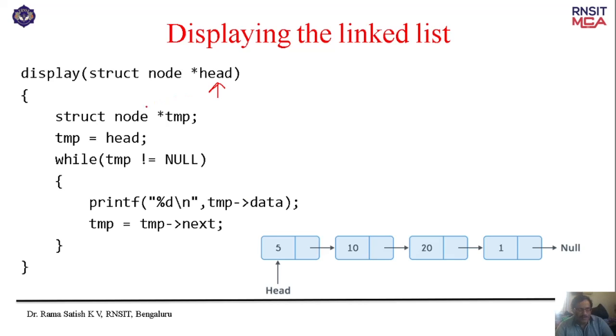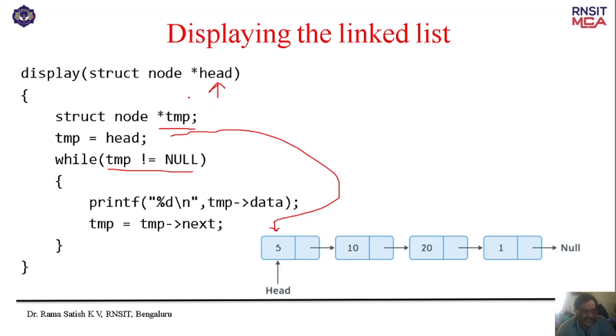So what happens? You create another pointer called temp. Temp always starts from the head node. So while temp is not null, that is, unless temp reaches the end of the linked list, you keep on displaying temp's data, temp arrow data.